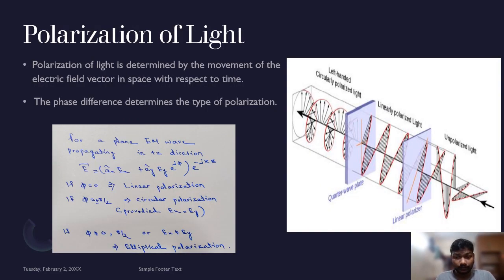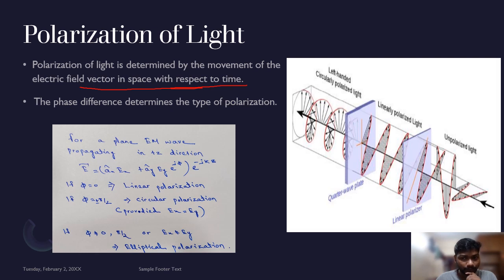And as we discussed earlier, the polarization of light is described by electromagnetic optics, but it cannot be described by wave optics. So let us go deep into this polarization of light. What is basically polarization of light? If we see this slide, the polarization of light is determined by movement of the electric field vector in space with respect to time. So how is this electric field vector moving?